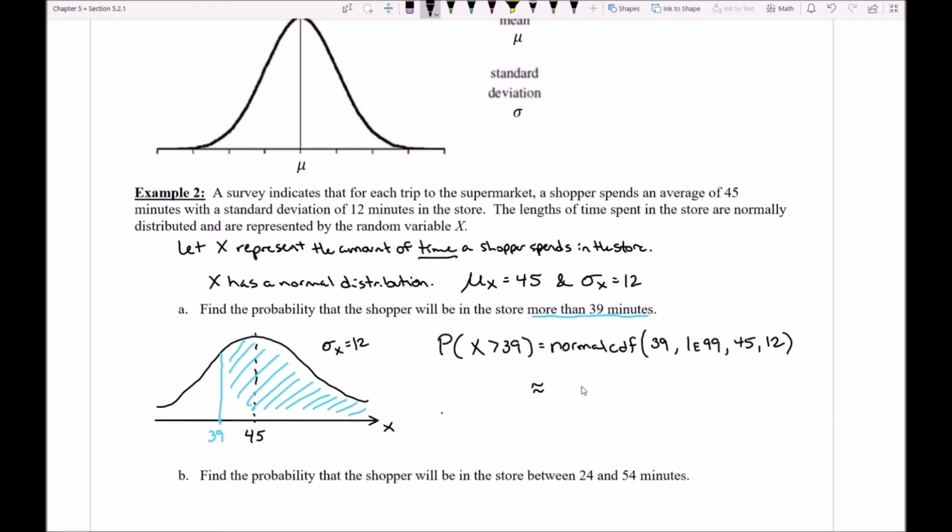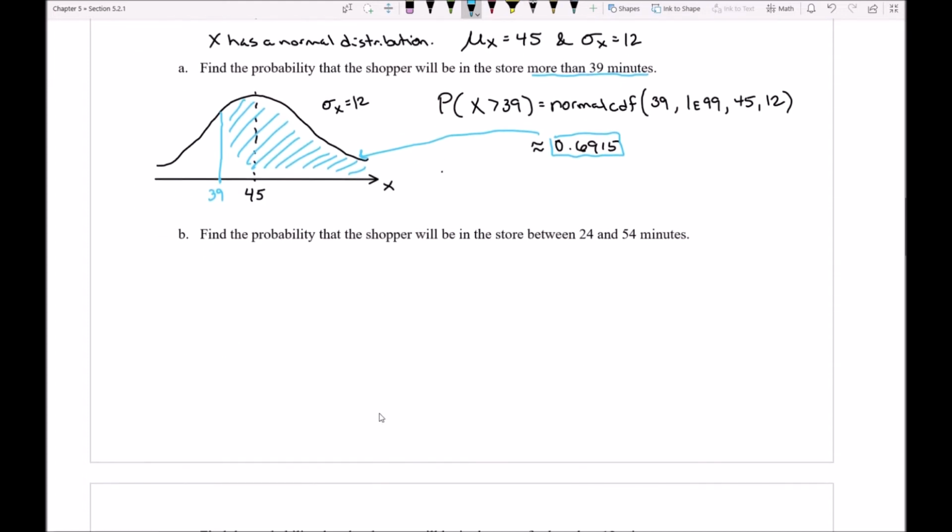So I'm going to go here, and I get 0.6915. Notice what this has told me is this is the amount of blue space that I have, and that is the probability. Okay, so let's take a look at how we would do something like part B. Find the probability that the shopper will be in the store between 24 and 54 minutes.